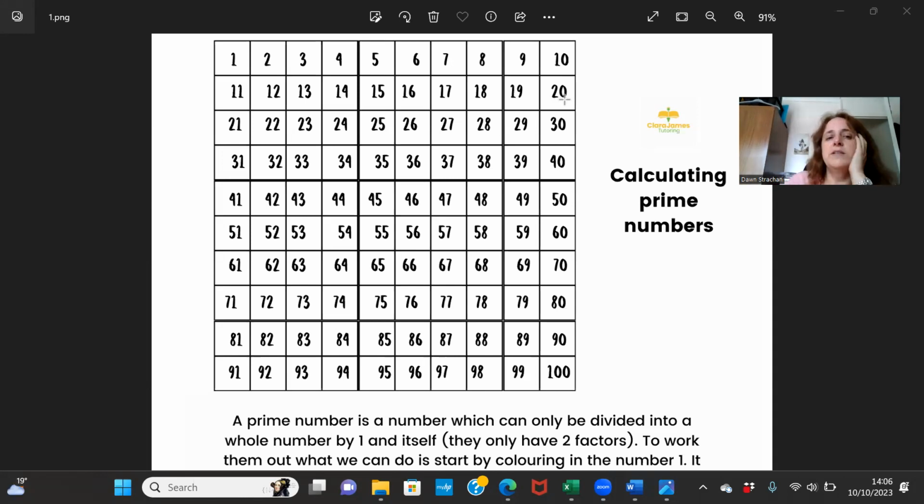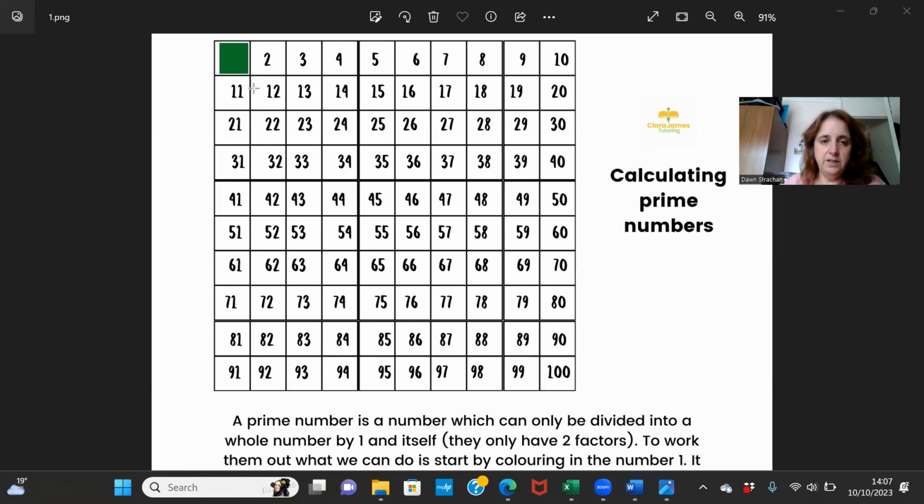So the first one we need to do is cover up number 1, because 1 only has one factor and that's 1 itself. The only times table you're going to find 1 in is the 1 times table. The next one, don't colour in number 2, because that is prime, because the only times table you'll find 2 in is the 2 times table. So that makes it prime.